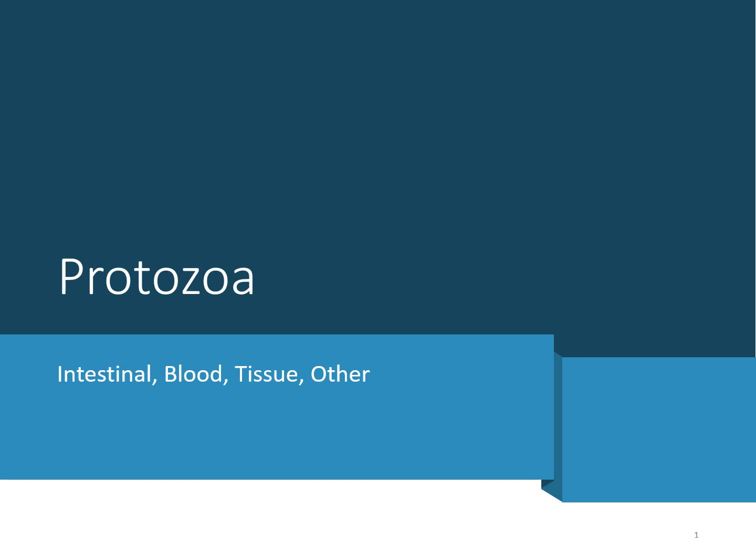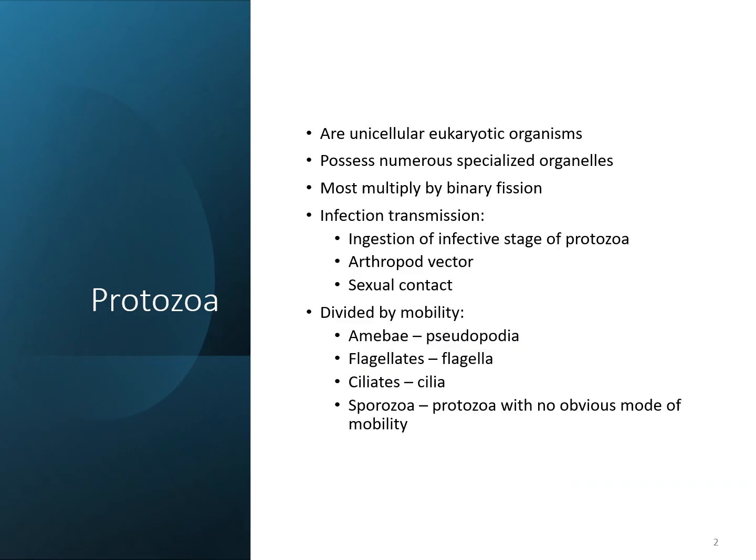This lecture will cover the protozoa. These organisms can infect the intestinal tract, blood, tissue, and even other body organs or sites. Protozoa are unicellular eukaryotic organisms that possess different specialized organelles that help with their replication, transmission, and survival. And most multiply by a binary fission type method.